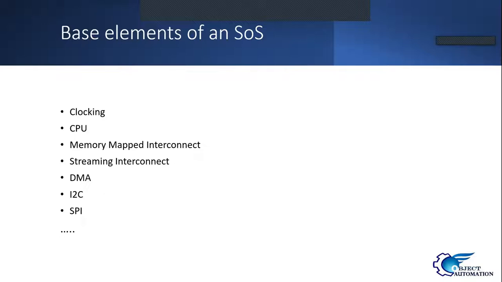You have to build the logic for the clock, which means the frequency, the bus, the CPU, and the memory mapped interconnect, MMI, which means how you can map and access memory. Then the streaming interconnect, then DMA, then I2C and SPI. These are the basic elements, even for building a very simple SoC. These are the basic things that are implemented or designed in an SoC.